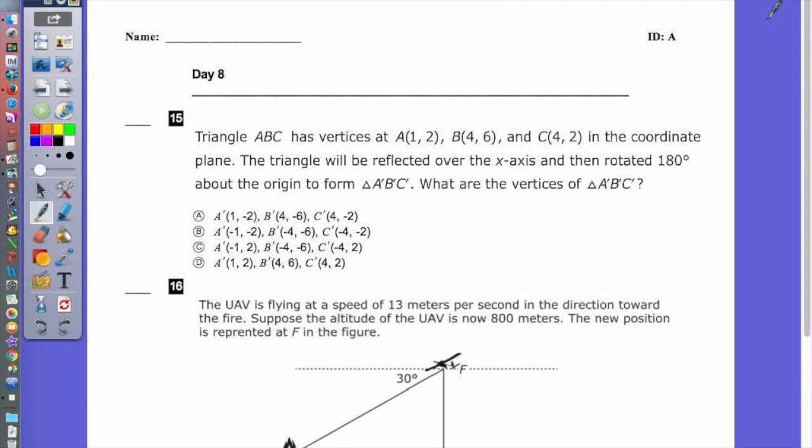Triangle ABC has these vertices, and the triangle will be reflected over the x-axis, then rotated 180 degrees from the origin. I actually believe that if you check all of these, none of them are right. I did it by only dealing with A, and I'm going to go through that.